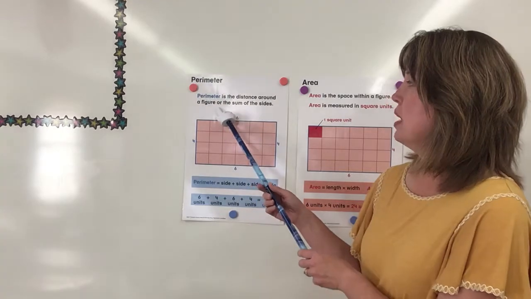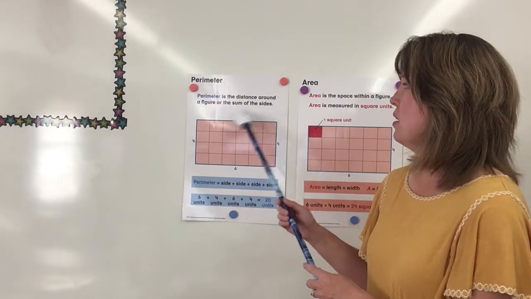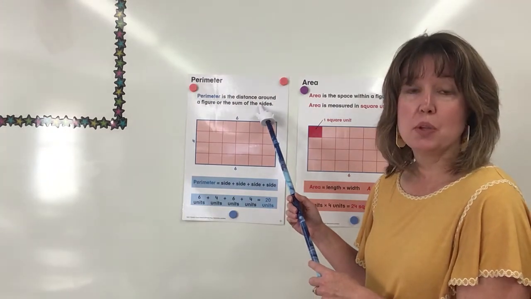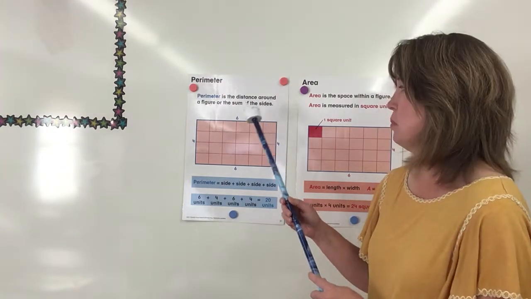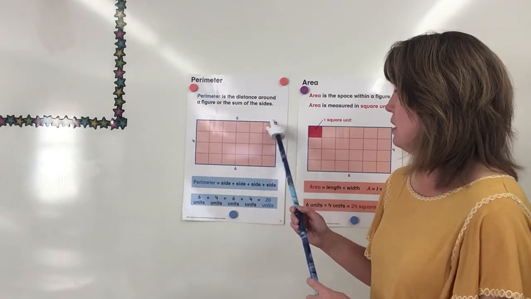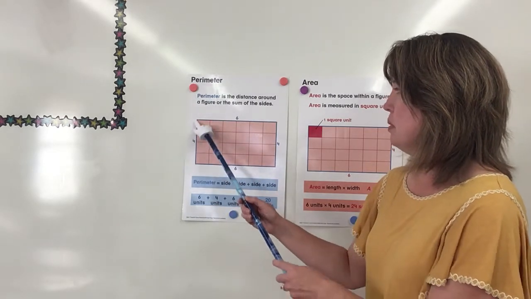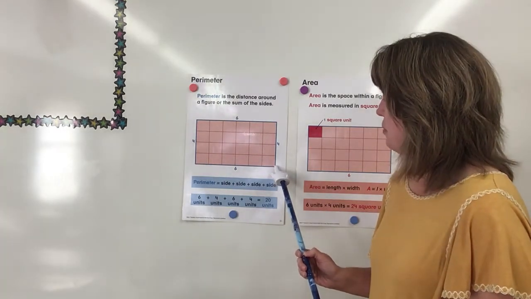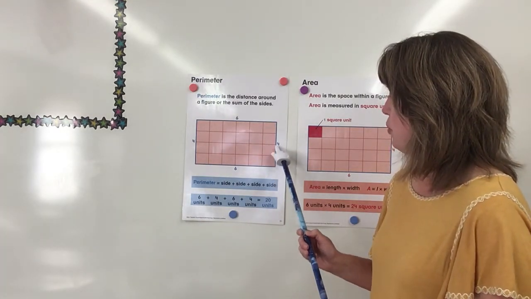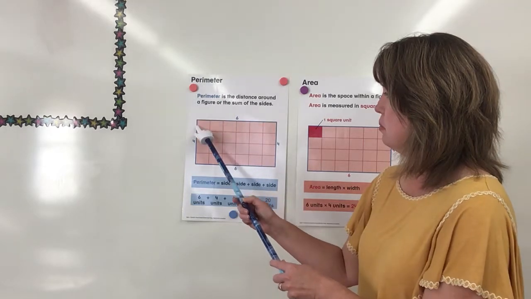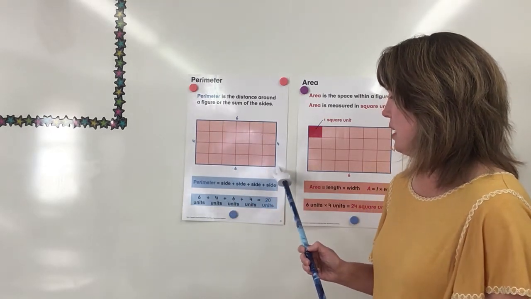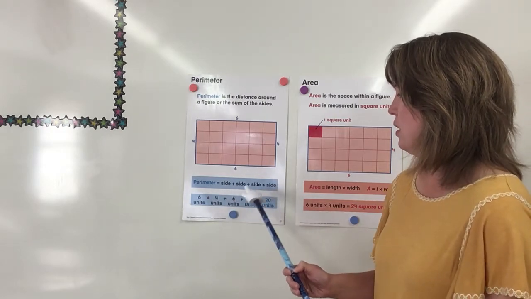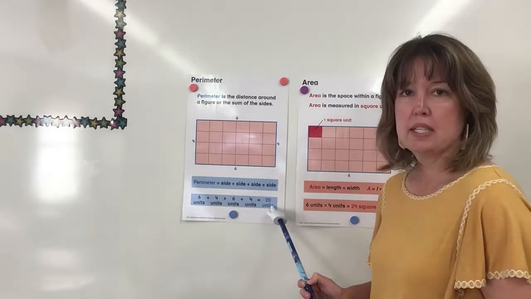So remember that perimeter is the distance around a figure or the sum of the sides. Sum is when you add, the answer to an addition problem. So this blue line around this rectangle is the perimeter. So you would add the sides up to find the answer to the perimeter. So 4 plus 6 plus 4 plus 6. So here you would have side plus side plus side plus side. And that would equal 20.